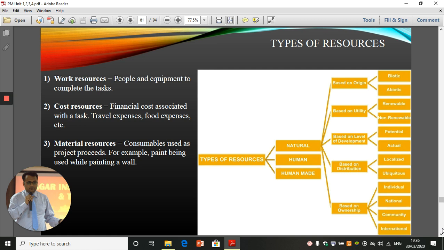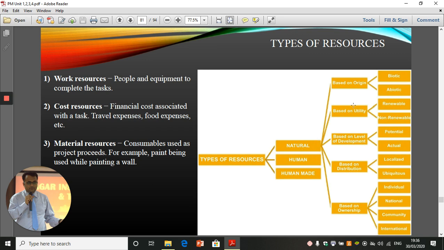And types of resources, if you look into this, there are n number of resources. Mainly three types of resources are there: natural, human, and man-made. Human resources consist of people, people who are working for you. Then human-made resources, these are the artificial resources made by human beings.